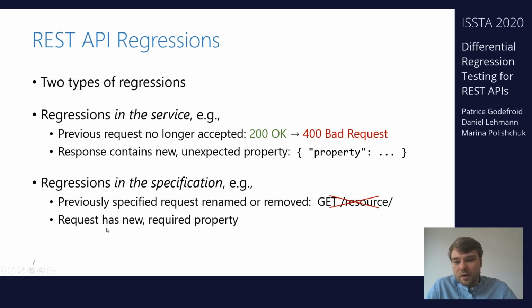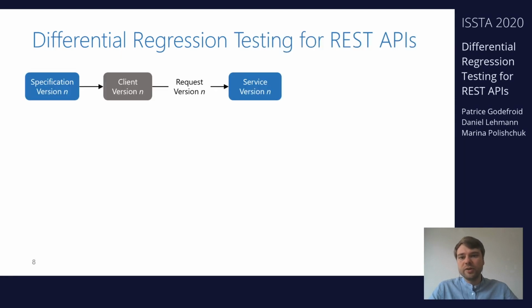Or another example of such a regression is that a request in the new specification suddenly requires a property that was previously not required. And this again can break clients or can break implementers of clients because they are unable to produce values for this required property. Now, to find those two types of regressions, we want to instantiate the differential regression testing idea for REST APIs.